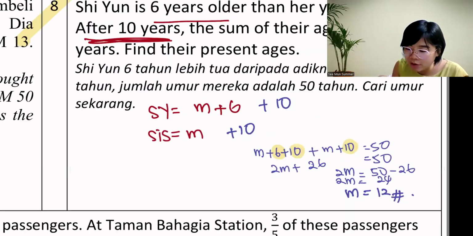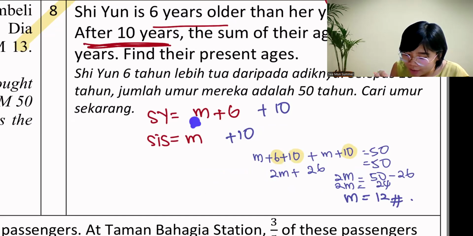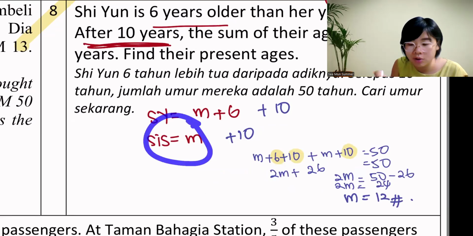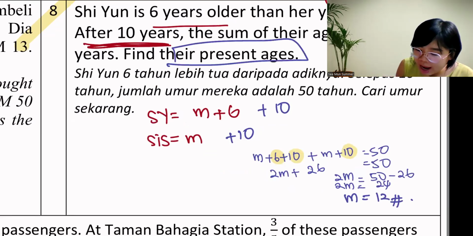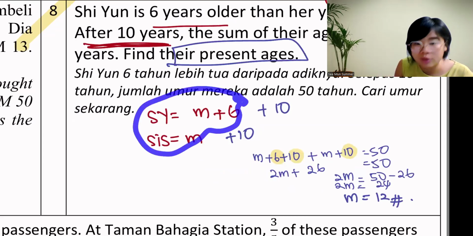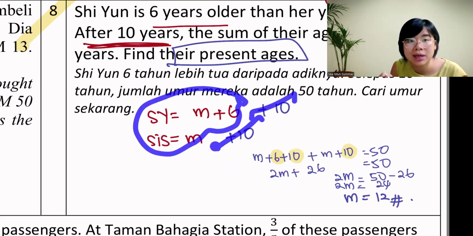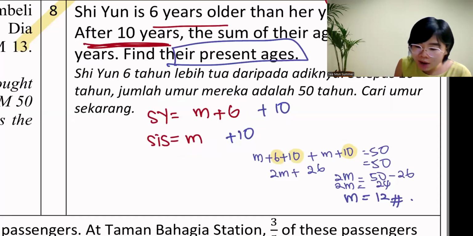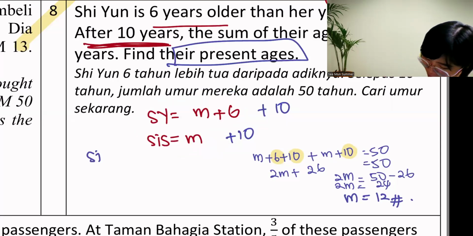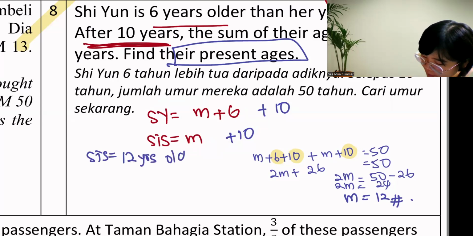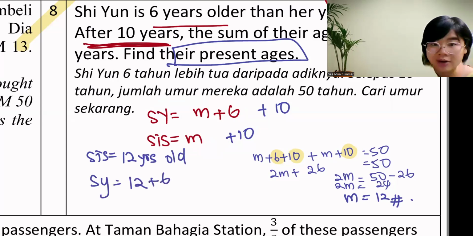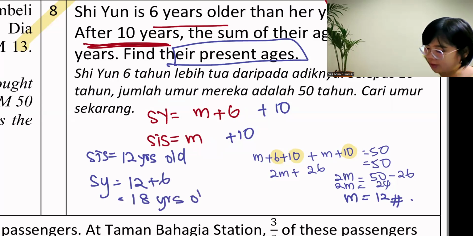Now, next question, they are not asking for M. What does M stand for again? Just now M stands for the sister's age, right? So they are asking for the present age. Present age means the initial one, the red one. You ignore the blue one, okay? Blue is 10 years later. So I can summarize that. The sister will be 12 years old. And how about Shi Yun? Shi Yun is 12 plus 6, correct? So she will be 18 years old. So this is my answer.